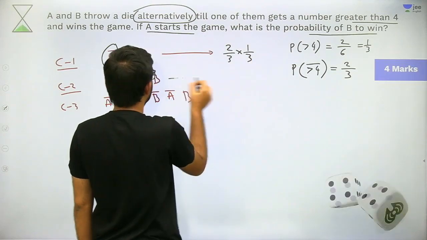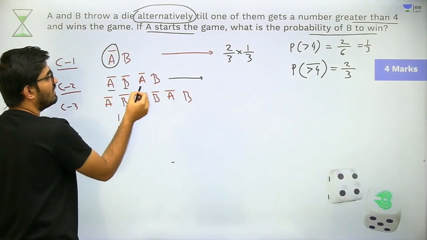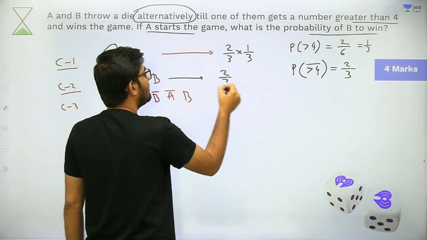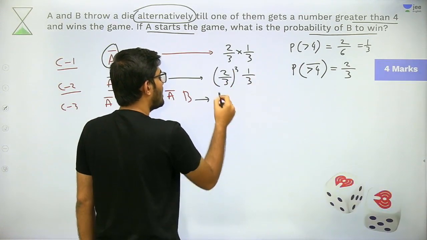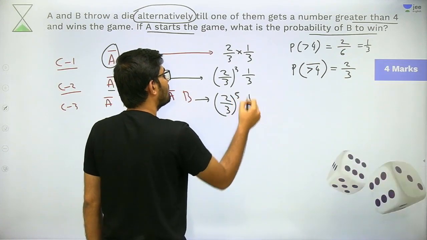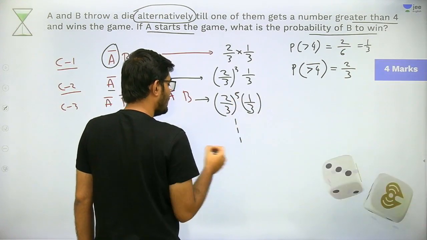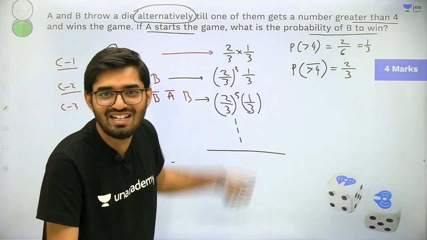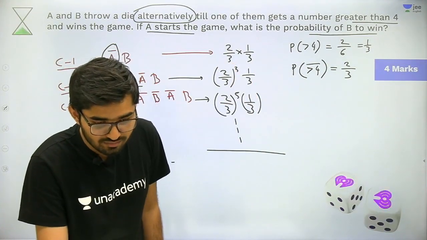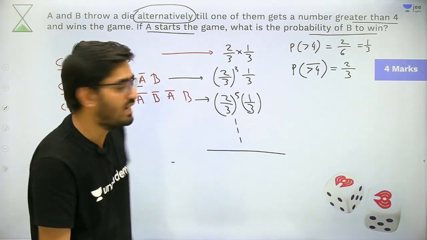So here, not getting a number greater than 4 is 2 by 3, into 1 by 3. Here this will be 2 by 3, 2 by 3, 2 by 3 into 1 by 3. So 2 by 3 will come 3 times and then 1 by 3. Here 2 by 3 will come 5 times and then 1 by 3, and so on. And then you have to add everything. If you add everything, you will get an infinite GP. Can you see that?